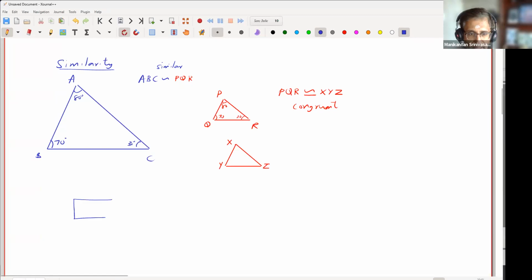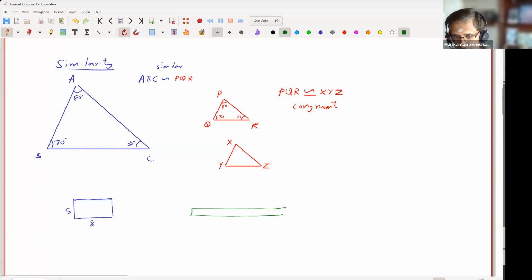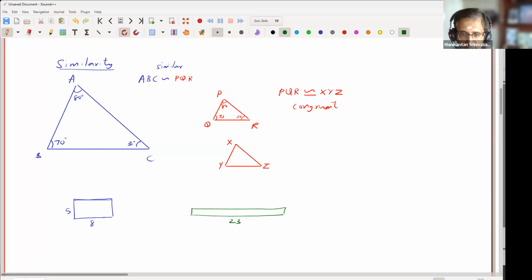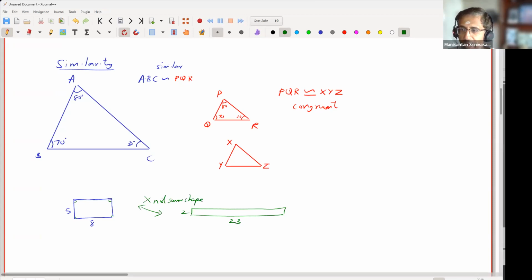All the angles are 90, 90, 90, 90. Let's say this is 8 centimeters and this is 5 centimeters. I have another rectangle which is long like this. Let's say this is 23 centimeters and this is 2 centimeters. All the angles here match, in fact all the angles are 90. But this doesn't mean these two are the same shape. They're not the same shape. So equiangular does not imply equilateral.